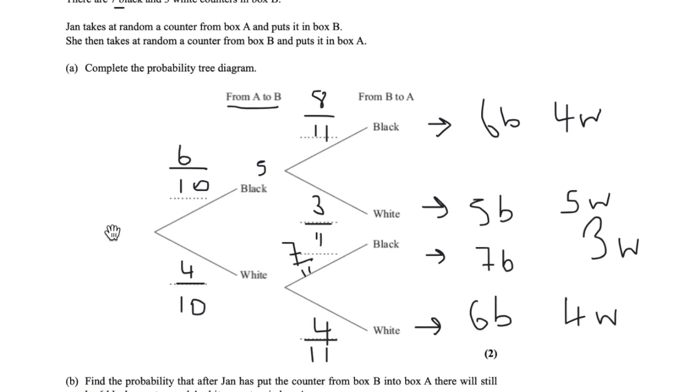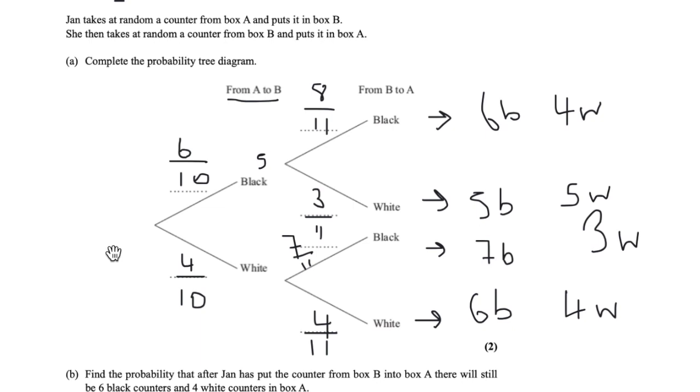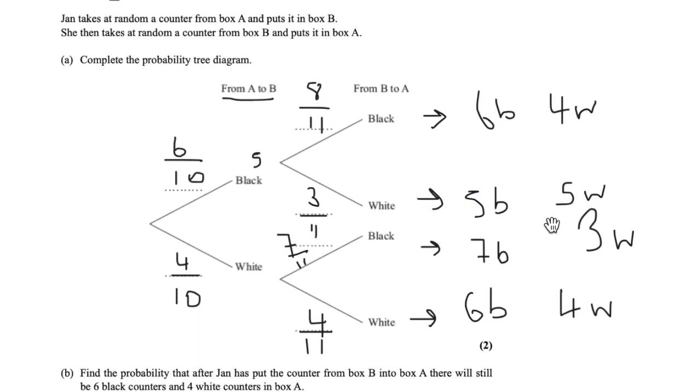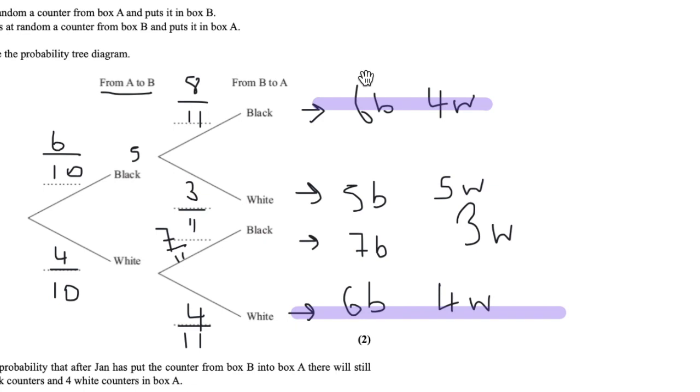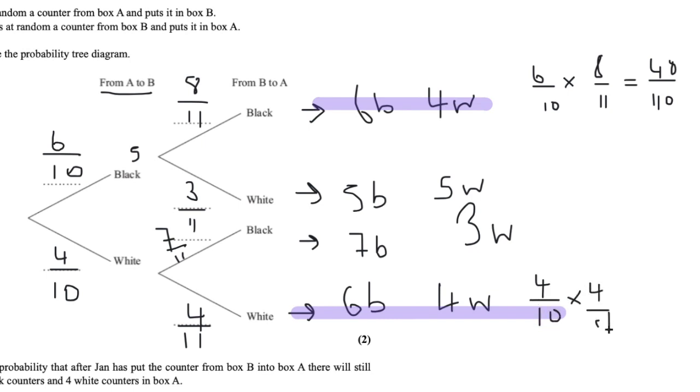So our question is, what is the probability that there will still be 6 black counters and 4 white counters in box A? And that is these two here. So to find the probability of these two, we're going to times the lines together. So we've got 6/10 times 8/11, which is going to give us 48 over 110, and then we've got 4/10 times 4/11, which is going to give us 16 over 110.